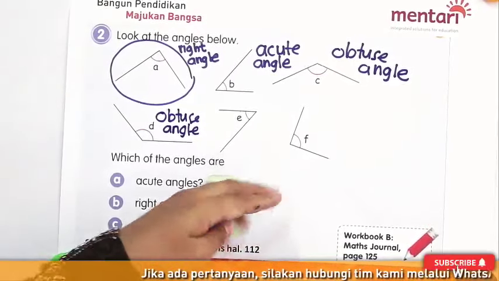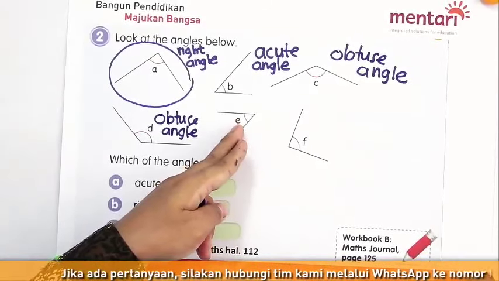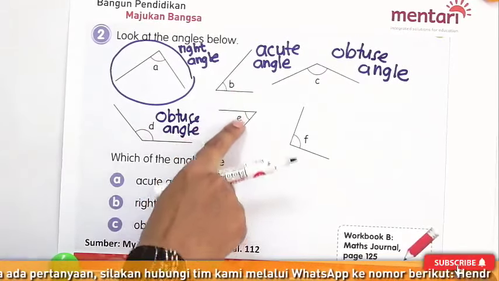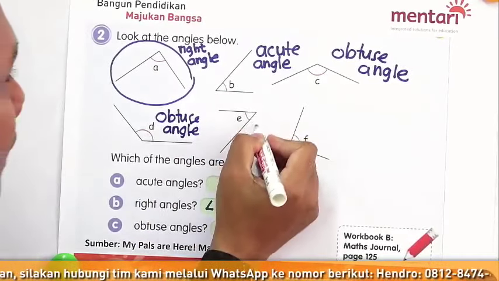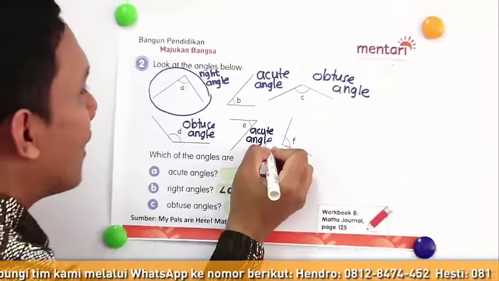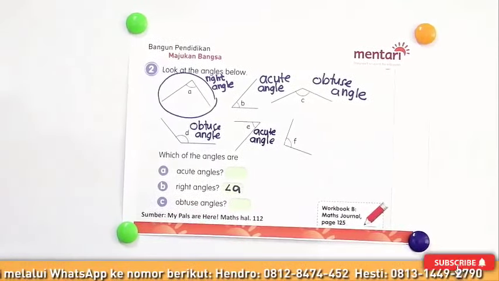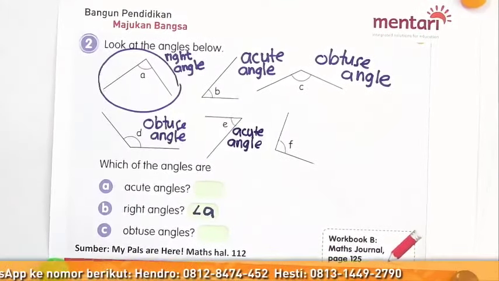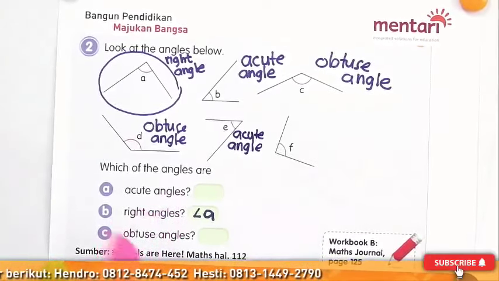We are getting closer to finishing this exercise. So now, what about angle E? Yes, angle E is the same as angle B, yeah? It is smaller than a right angle. It is an acute angle. And this is the last, angle F. What do you think? Is it acute or obtuse? I'm not sure too, so I think we need to use our folded paper to check.